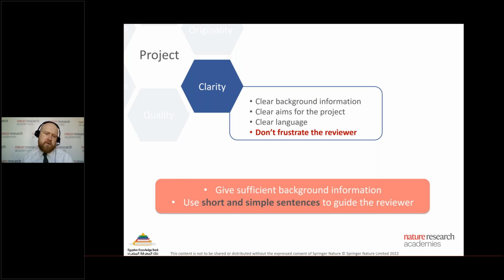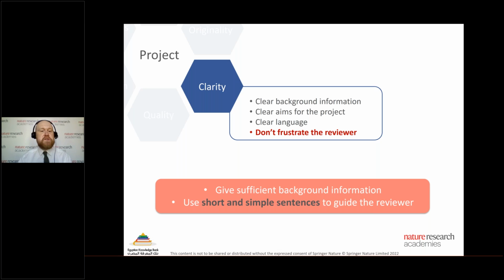So one of the other attributes that we've already highlighted is clarity. And this is really important for your reviewers. They need to understand what your proposal really means. They need to understand why your proposal is important. One way to do that, as we've said already, is to provide clear background information for the reviewers. They need to also understand what you actually aim to do. So we want to be sure to describe our aims thoroughly and clearly within the proposal.